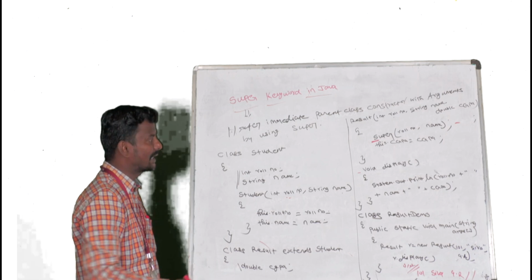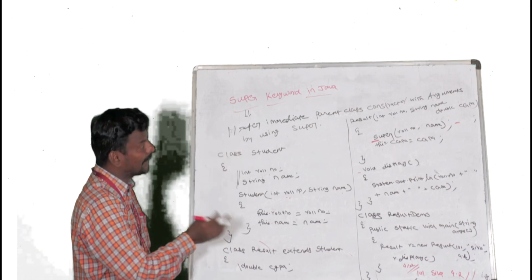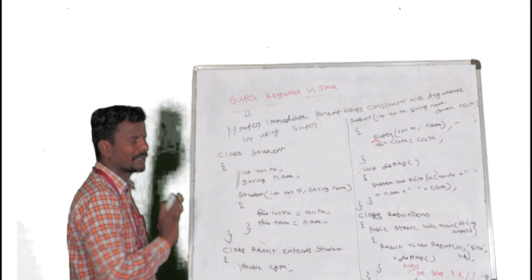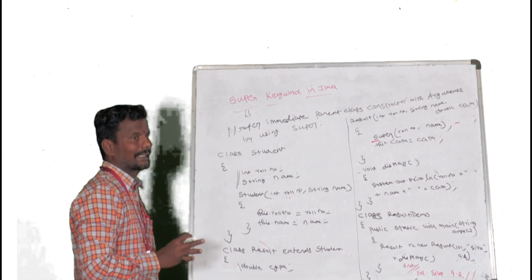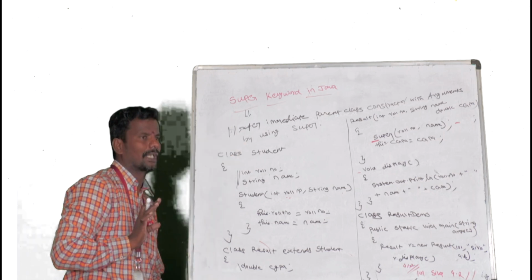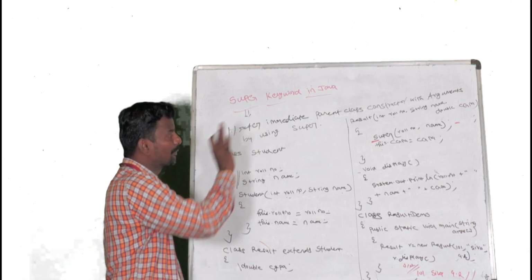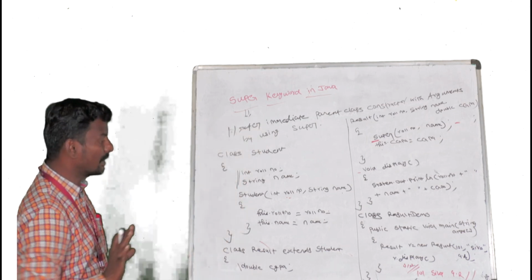Second usage, it is used to refer to the immediate parent method by using the super keyword. And then the third usage, it is used to refer to, or invoke, the immediate parent class constructors by using the super keyword. So this is the purpose of using the super keyword.